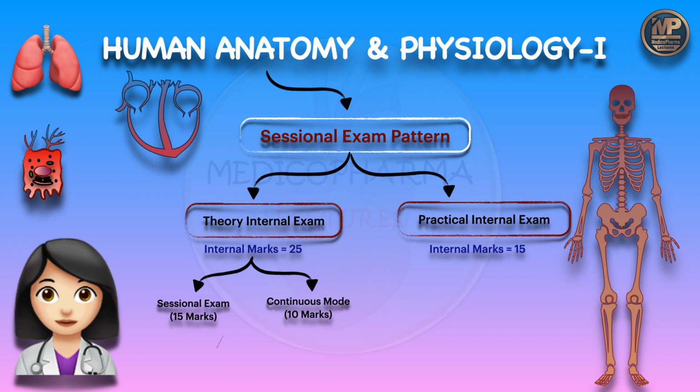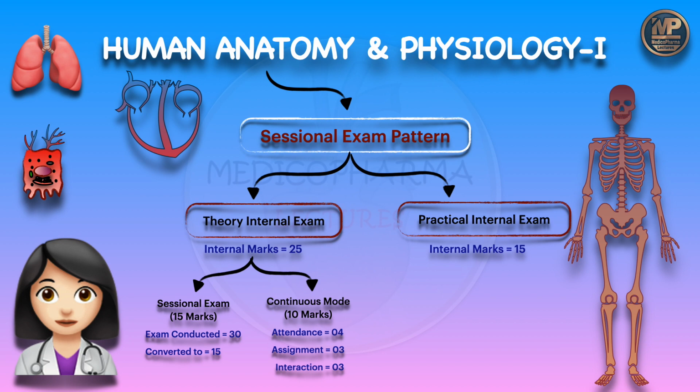The sessional exam which carries 15 marks will be calculated from the two sessionals you are going to write. Each sessional will be conducted for 30 marks, and that will be converted into 15 marks by dividing by 2, and the average marks will be taken. Now coming to your continuous mode, which carries 10 marks, it is further divided into three parts. 4 marks are allotted for attendance, 3 marks for assignment and 3 marks for teacher-student interactions.